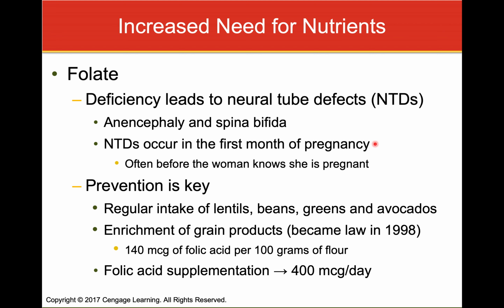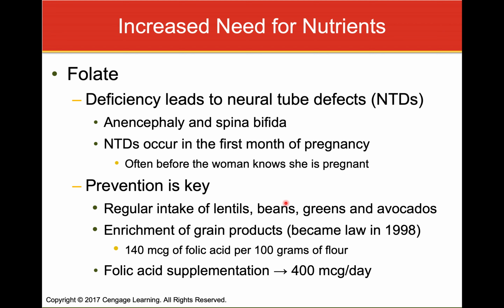Interesting thing about neural tube defects is that they occur in the first month of pregnancy, and this is often before the woman knows she is pregnant. So here, this really comes back to the importance of establishing healthful eating behaviors prior to becoming pregnant. And what that hints at is prevention. Prevention is key. So how do we do that with folate?